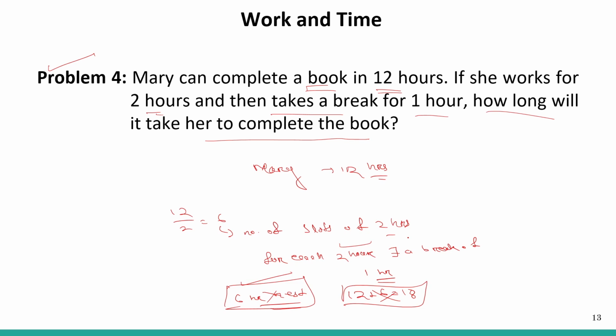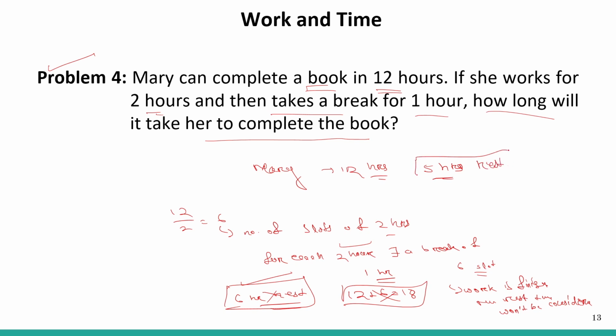Up to this, everything is correct as we have followed all the data given in the question. What we are missing here is that after doing the 6th slot, the work is finished. So the rest time won't be considered. If 1 hour of rest time is not considered, then there are 5 hours of rest, right?